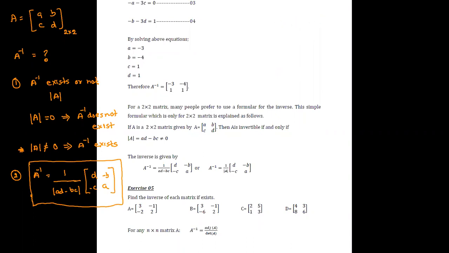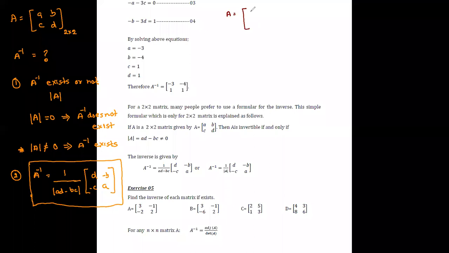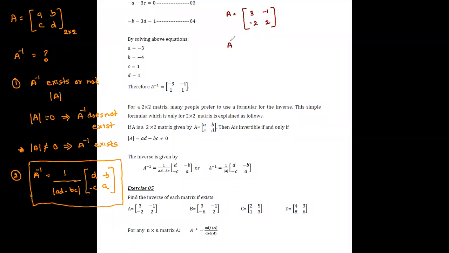Now, if you consider an example related to obtaining the inverse of a 2 by 2 matrix, first I will take matrix A. Here it is given as 3, -1, -2, and 2. Suppose you are asked to find A inverse, the matrix for A inverse.